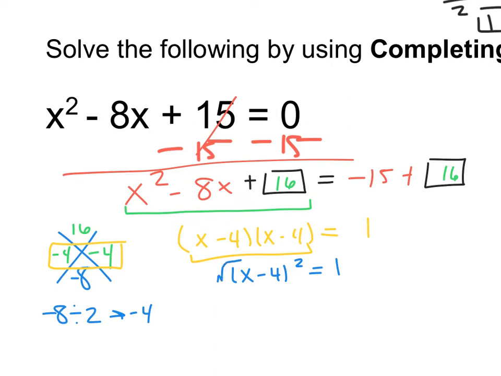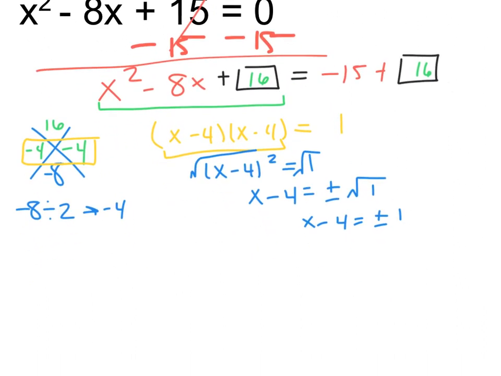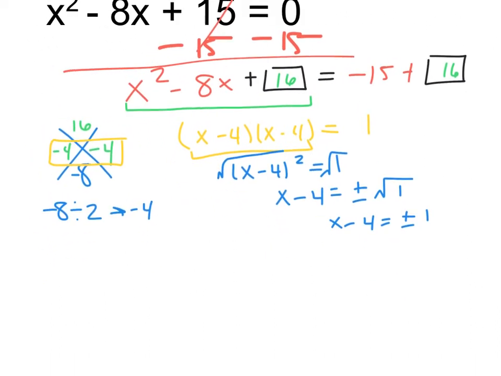Take the square root of both sides, and I get x minus 4 equals plus or minus radical 1. Well, you know that the square root of 1 is 1 because 1 times 1 is 1, so I really just have x minus 4 equals plus or minus 1. To get rid of a minus 4, I add 4 to both sides, and I get x equals 4 plus or minus 1.